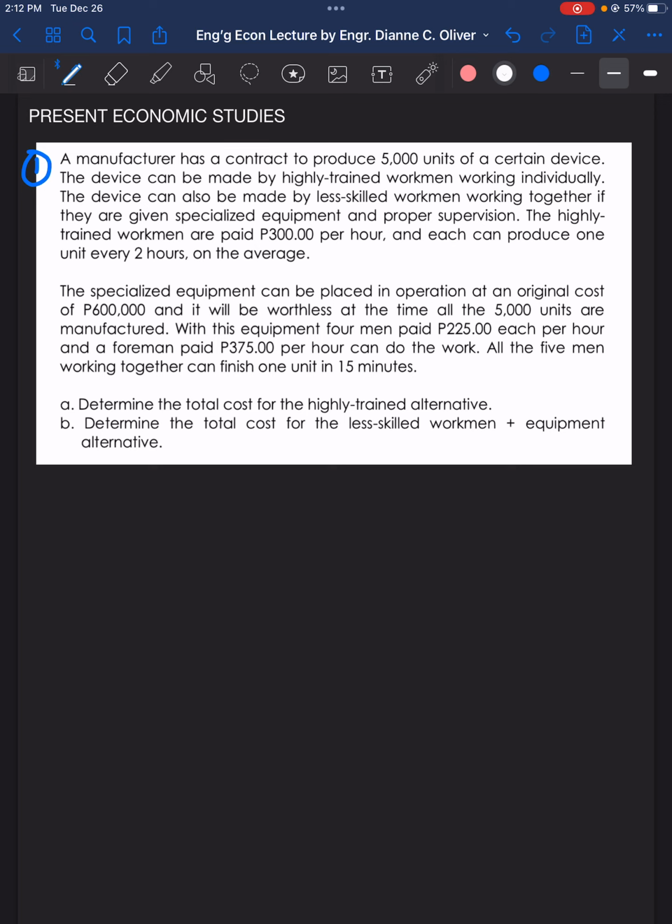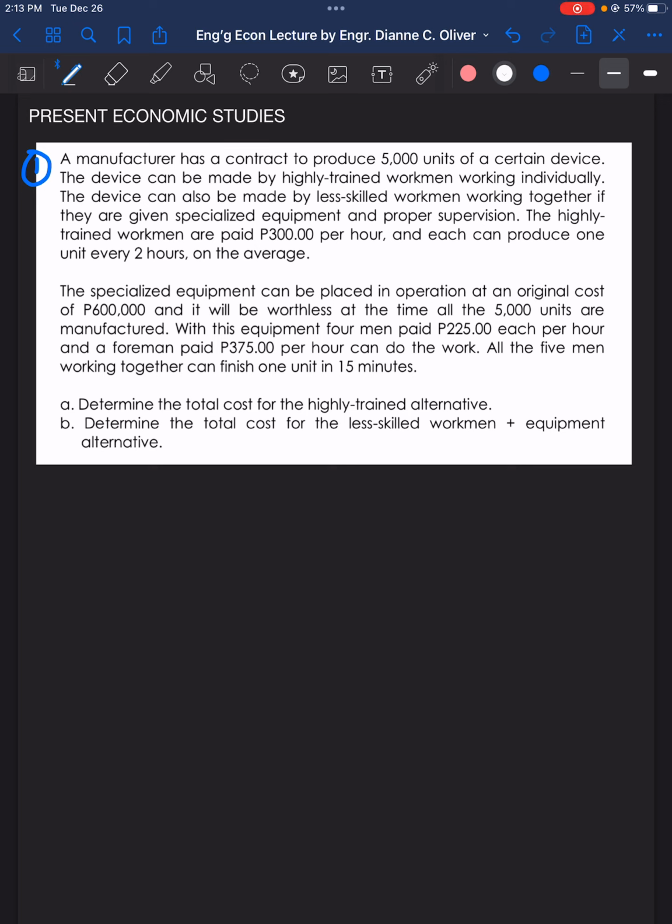With this equipment, 4 men paid 225 pesos each per hour and a foreman paid 375 pesos per hour can do the work. All the 5 men working together can finish one unit in 15 minutes. Letter A, determine the total cost for the highly trained alternative. And letter B, determine the total cost for the less skilled workmen plus equipment alternative.